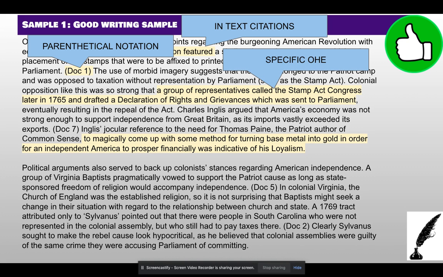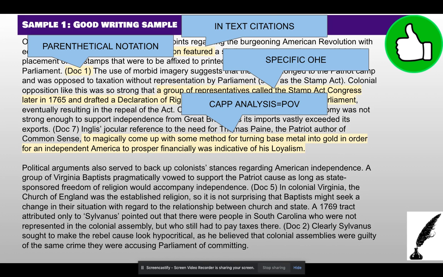The next one is the specific outside historical evidence. This is the person talking about the Declaration of Rights and Grievances, which was sent to Parliament. This is not coming from the documents, but from the person's brain because they remember reading and writing about this time period. So this is very specific. It has a date, it has the names, and what it actually did, and it explains how it supports their claim. And again, you also have to incorporate CAP analysis.